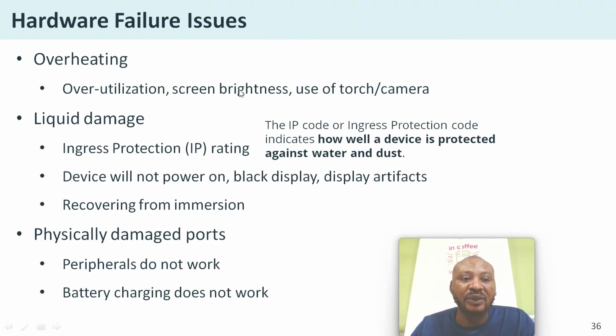Hardware failure. Popular hardware failures include overheating, liquid damage, and physical damage to ports. If you notice overheating from your phone, your screen, the camera, anywhere, the first thing to do is shut down the phone for a while. It's possible that you left the phone in a warm environment, so after a while the phone starts overheating. Switch it off and leave it off for a while to let it cool down. After that, you can bring it back on.